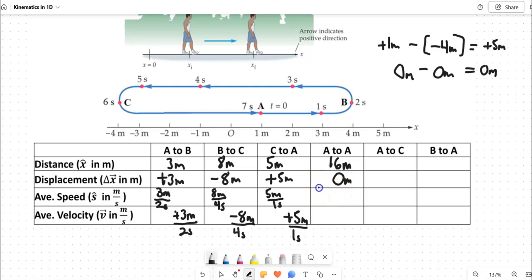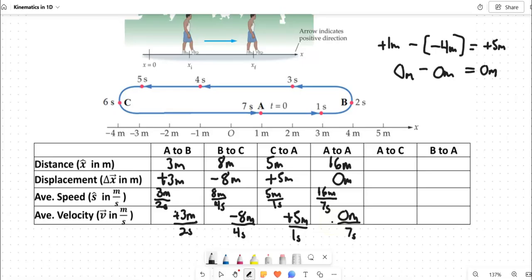Average speed is going to work out to be 16 meters over that total time. You started out at 0 seconds. You ended your track run at 7 seconds. So your total average speed for the whole trip is 16 meters distance over the period of 7 seconds. While your displacement is a 0 meter displacement over the period of 7 seconds. That is your velocity.